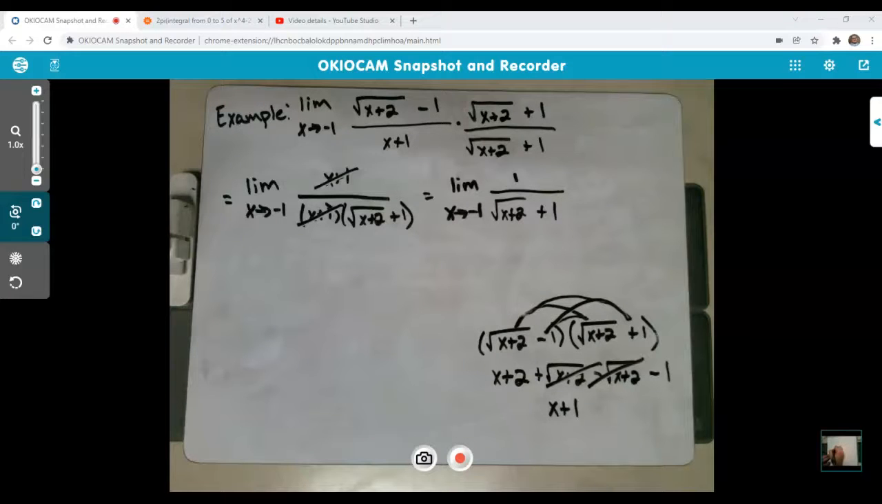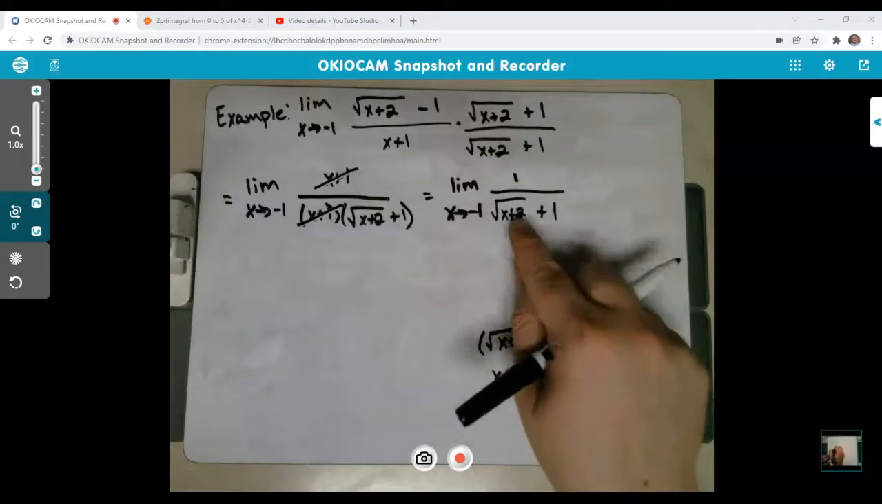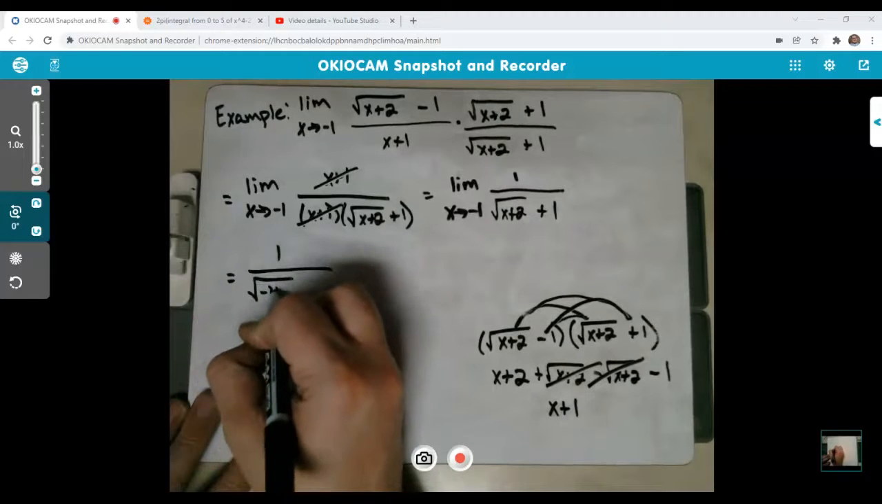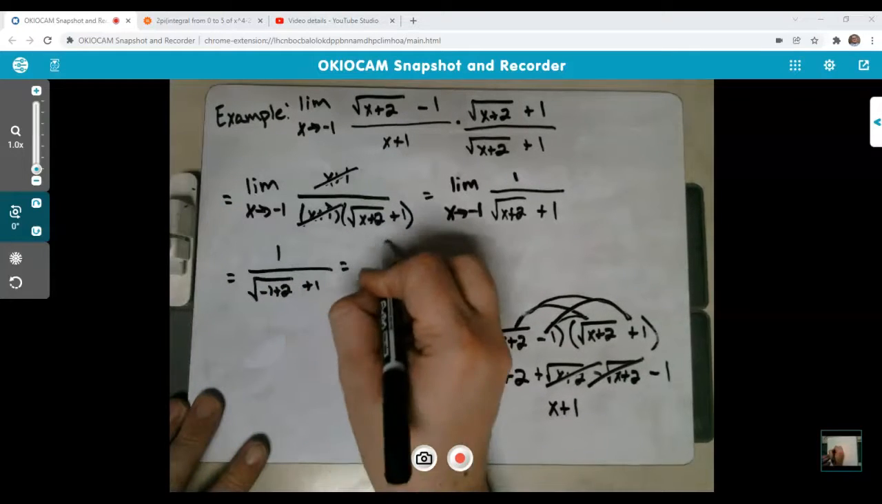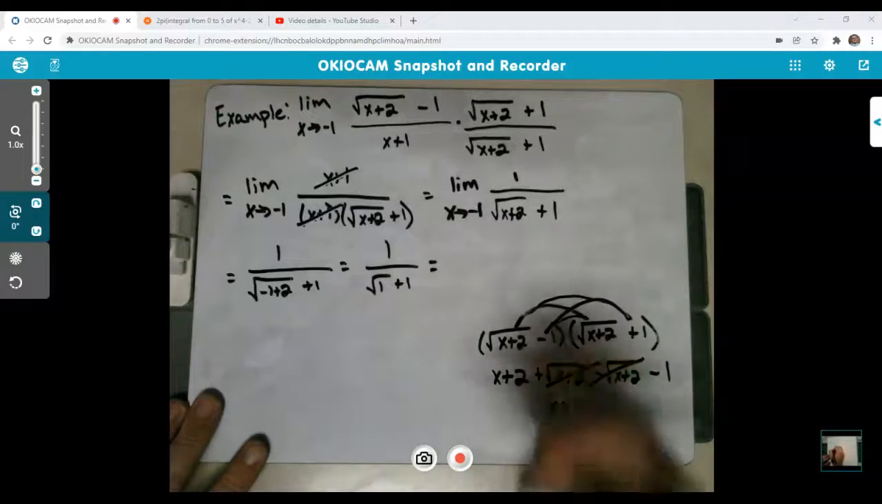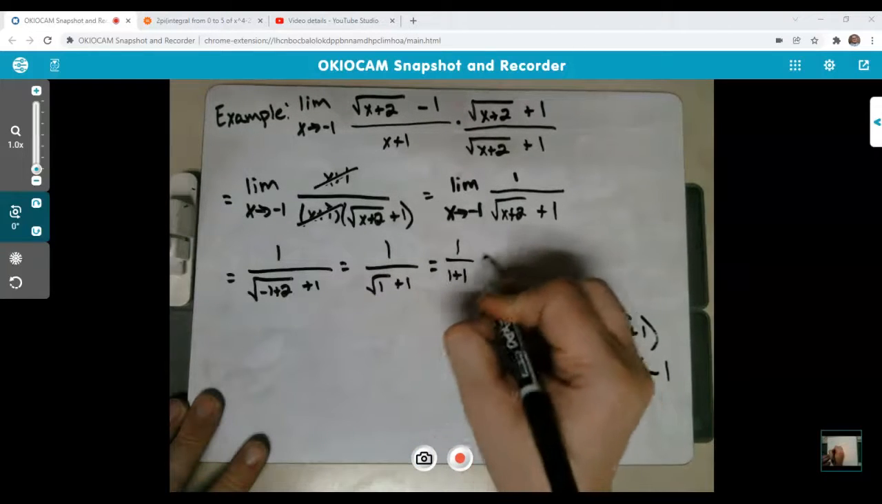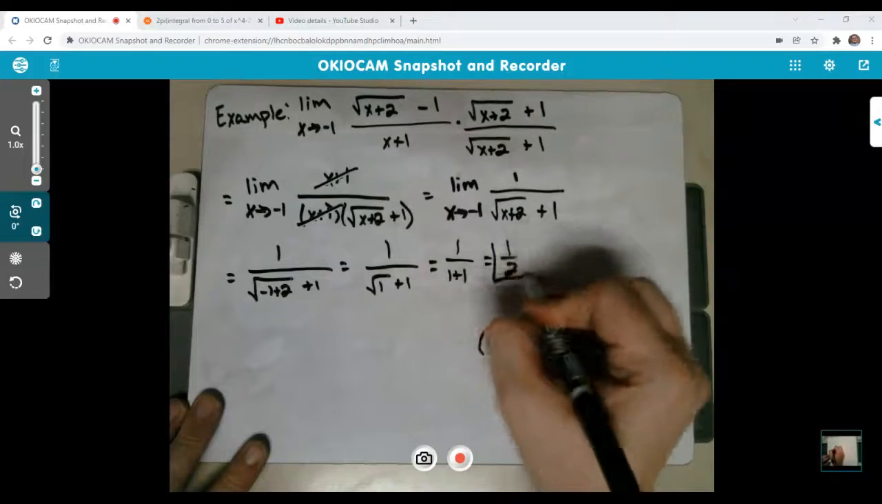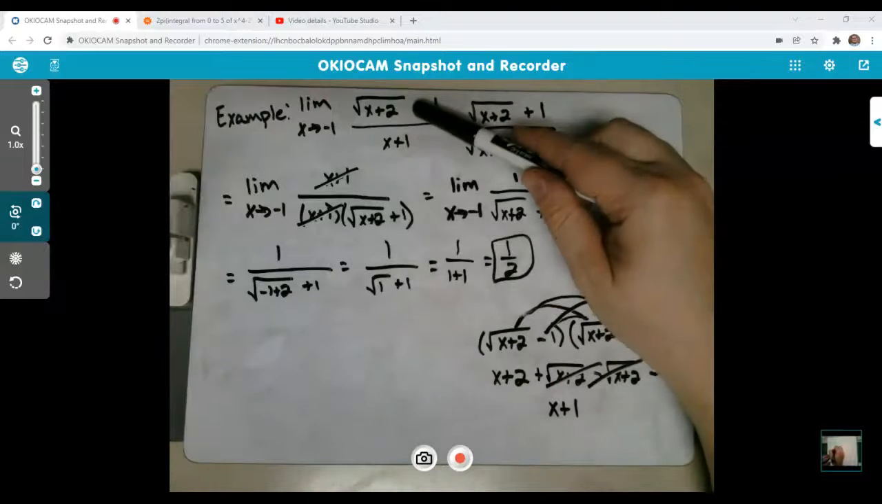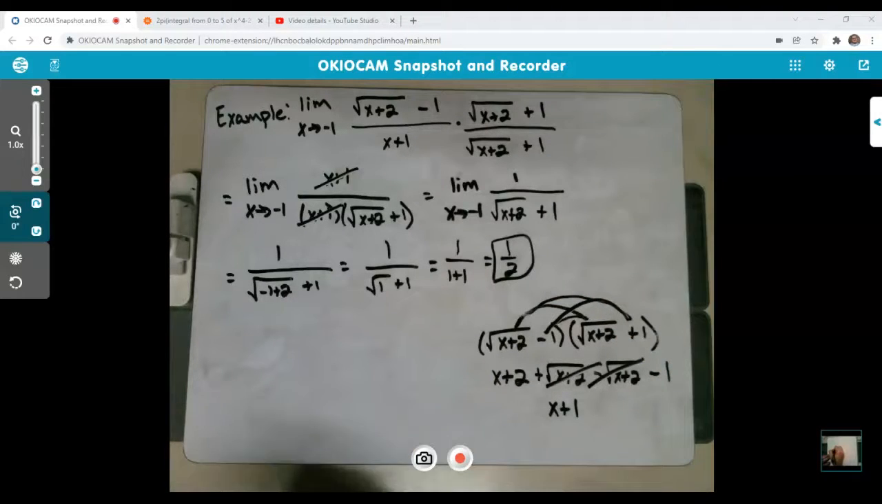And now I can plug in a negative 1 to this. So that's going to become 1 over the square root of negative 1 plus 2, plus 1. Negative 1 plus 2 is just 1, so that's the square root of 1 plus 1. Square root of 1 is 1, so 1 over 1 plus 1. And 1 plus 1 is 2. So 1 over 2. So my point for this one is that a good trick to get rid of a square root, if I have one there, is to multiply by the conjugate. Okay. Let's do some more examples of that one.